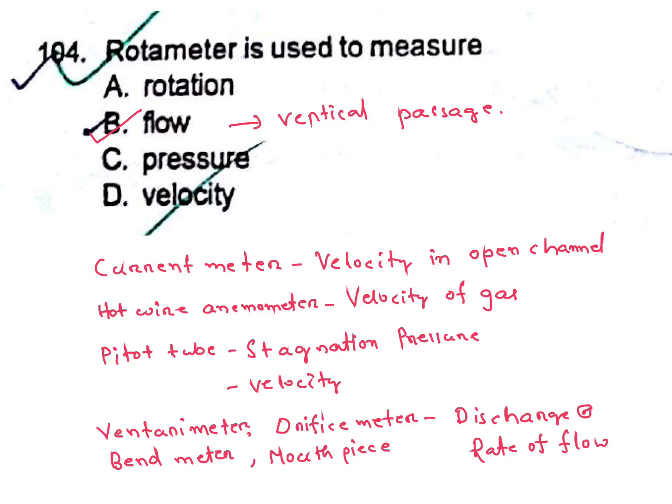Then venturi meter, orifice meter, bend meter and mouthpiece are used to measure discharge or rate of flow. Venturi meter for smaller dia and orifice meter for larger dia of the pipe. This is also important. So many times asked in IAS exam, all are important. For all PSU exams, SSC JE, Vizag Steel, BEL.